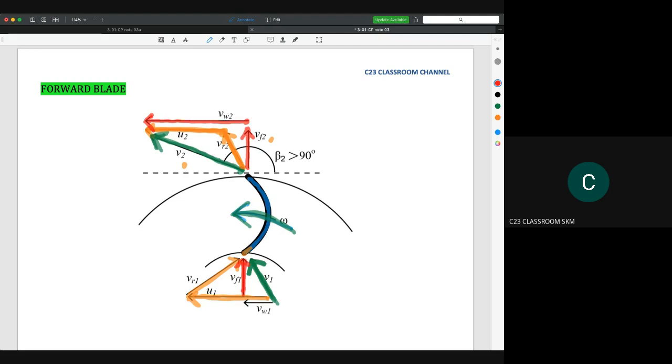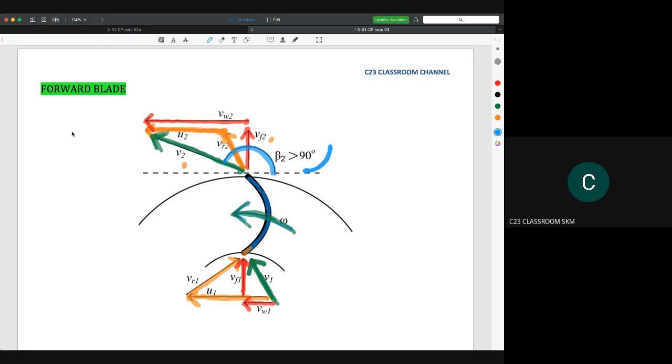Okay, and then at this one, you have the V1, V whirl 1 at the bottom there. So in this, the forward blade. What is the main characteristic of the forward blade? We found that the angle for the blade is actually more than 90 degrees. This is the main characteristic for the forward blade. If the question asks you to describe the forward blade, please make sure that you write this one.